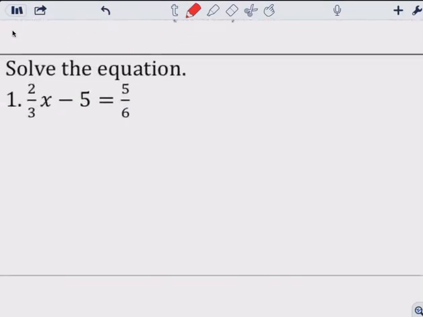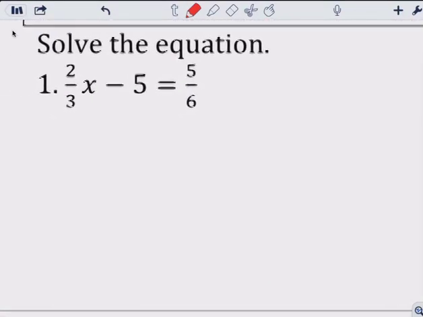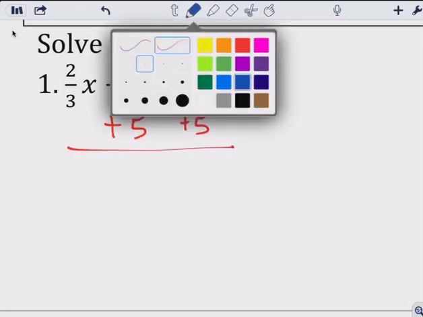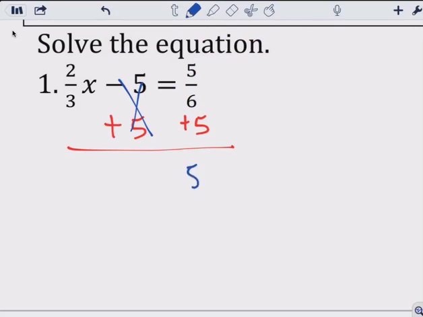Let's do this one here. There are 2 ways to do this. You can get rid of the fraction, or just add 5 to both sides. Add 5 to both sides. That gives you 5 and 5 over 6 equals 2 over 3. This is times.